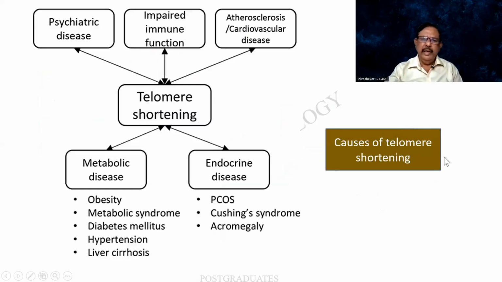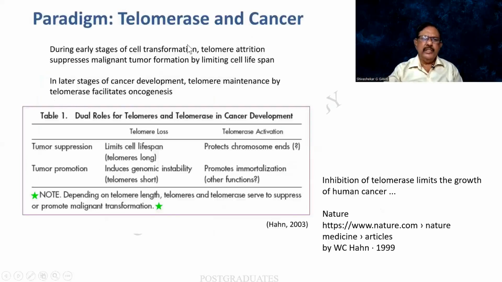So once again, the telomere shortening, what are all the various causes for it? We have mentioned over here. And these are again a number of diseases over here under the metabolic and the endocrine topic. Kindly go through. So there is a paradigm in cancer. Telomere loss can lead to a limited lifespan and it induces genomic instability. But when there is a telomerase activation, it protects the chromosome ends. We thought it was protective, but then it promotes immortalization, as a result of which it promotes cancer. And this is a wonderful article for reference. You people can go to it.